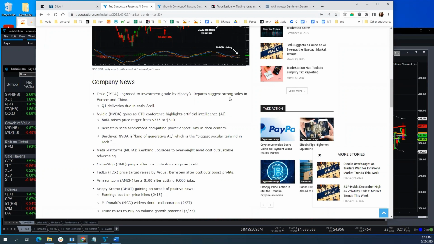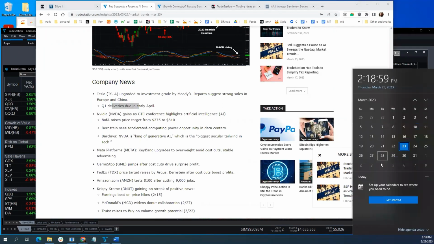And they basically raised them to investment grade. And then there's also two separate numbers showing strong sales of Tesla in Europe and China. And don't forget, we're going to have deliveries in early April, which are going to be on the 3rd or 4th of April.